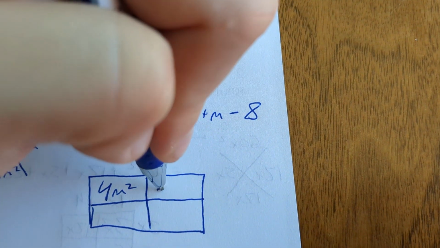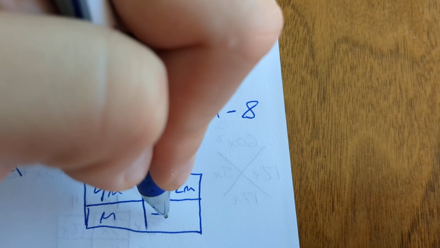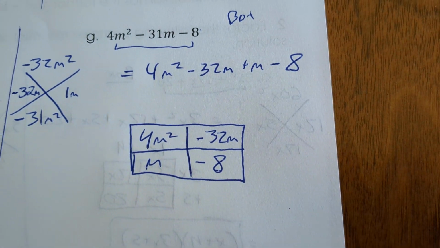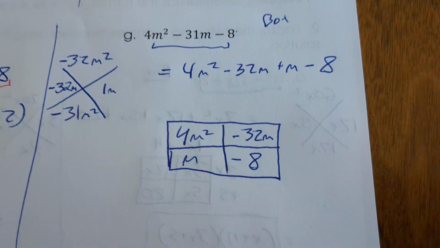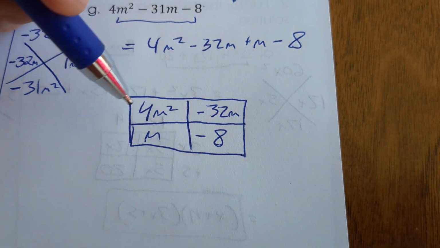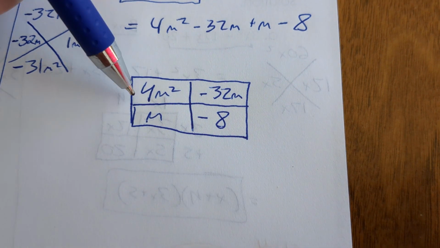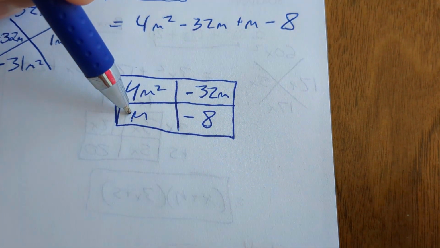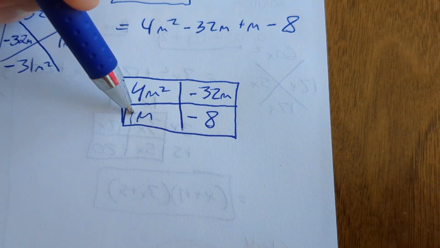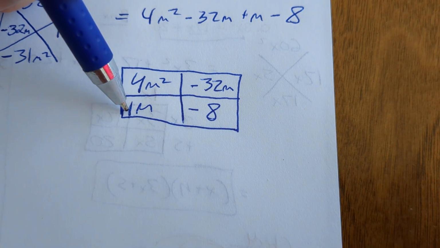4m squared minus 32m, m minus 8. Okay, this is an interesting one. So you're thinking of how to multiply to 4, and 2 times 2 is 4, but 2 times 2 actually isn't going to work because 2 doesn't go into 1, right? You can picture this as 1m, and 2 does not go into 1.